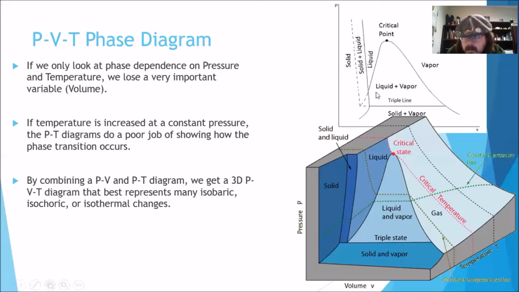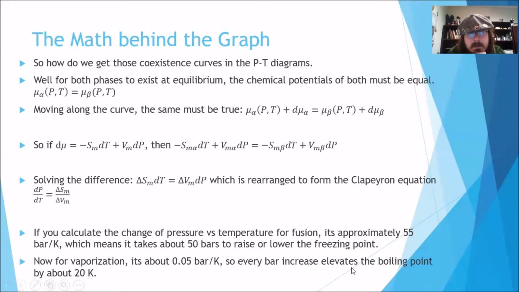But if you decrease the pressure, you go from solid to liquid. Well, it would have to be going like that. Gas to a liquid-vapor as pressure goes down. So it goes to solid-vapor and keeps going like that. But there's a lot of math behind this graph that we're going to just ignore for the most part.